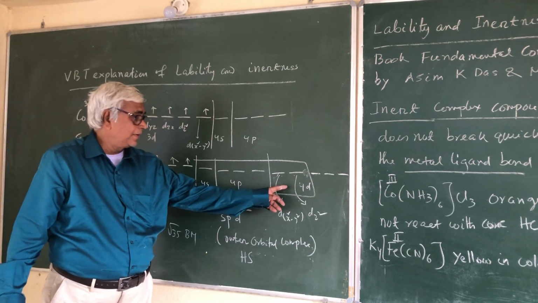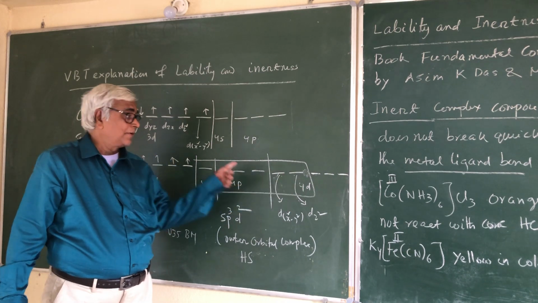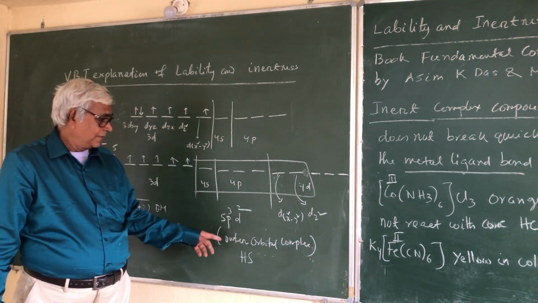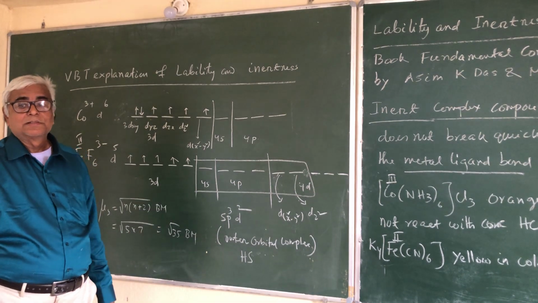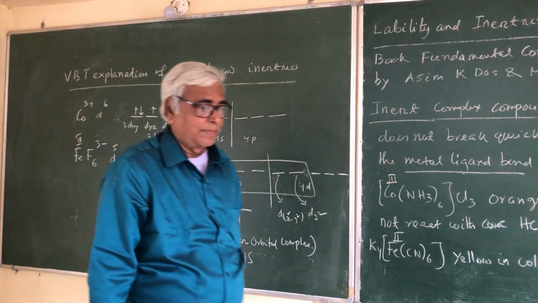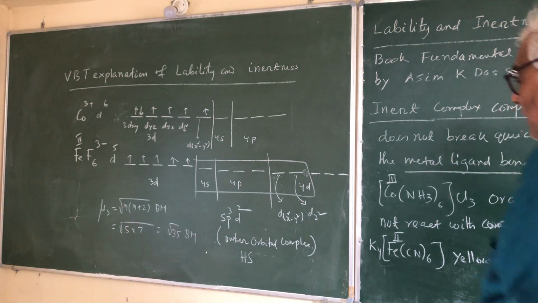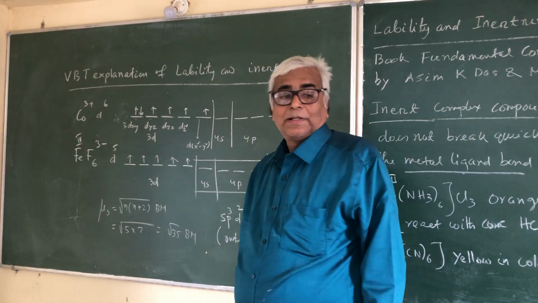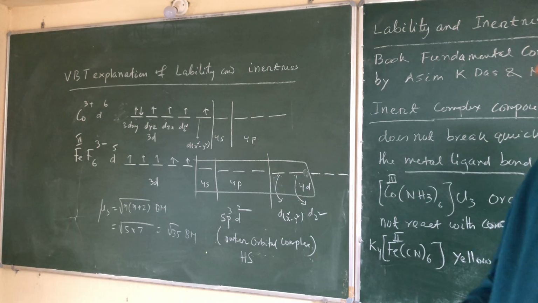When these 4d orbitals are used, the energy of the 4d orbitals will be higher in comparison to 3d orbitals. So here, in the high spin system, the metal ligand bond will be slightly longer. Therefore, such complexes will be labile. So outer orbital complexes will be mostly labile, and inner orbital complexes will be mostly inert.